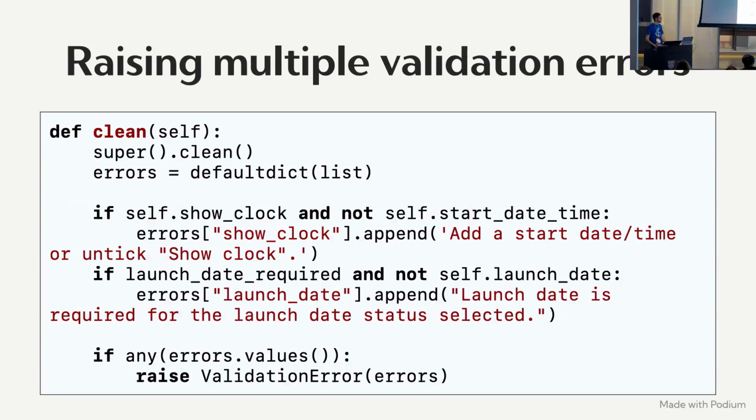So we start with a fresh errors dictionary after running super clean. And then we append to that as needed as we go through each individual validation scenario. So if the show clock is set, but start date time is not set, we append an error to show clock and add the string for that. Then we do the launch date thing that we already looked at, and append an error there if needed. And then at the end, we check to see if there is anything at all in the errors dictionary. And if so, we raise a validation error, passing the entire dictionary, and then it will highlight each item that it has in it.